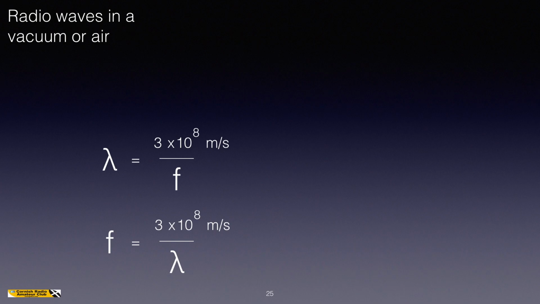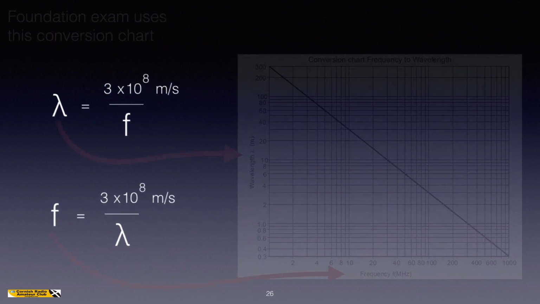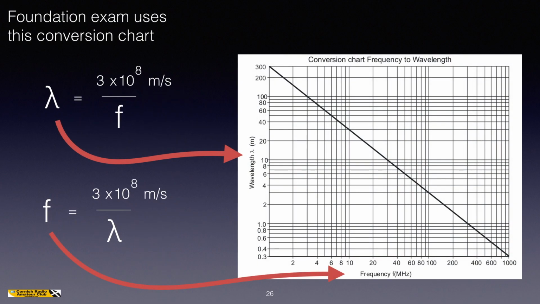Now for the foundation exam, because we only have 2 variables, lambda and F, we can simply plot one against the other, or use a plot that somebody else has done. And this is the plot that you get in the foundation exam. This is part of the sheet that you're given and you're able to refer to answer the questions in the foundation exam. And wavelength is plotted on the vertical axis there, and frequency on the horizontal axis.